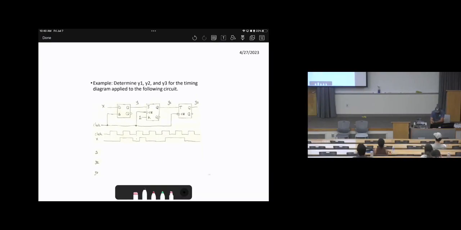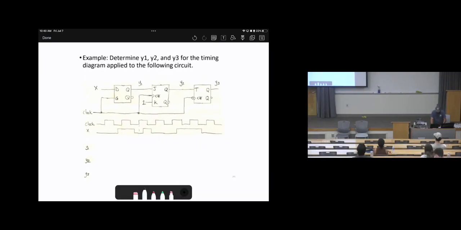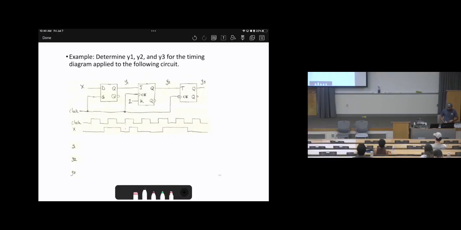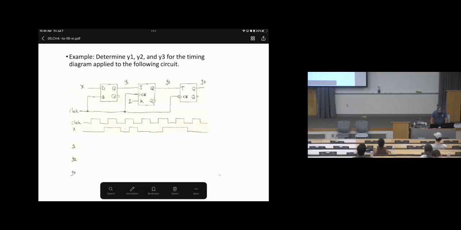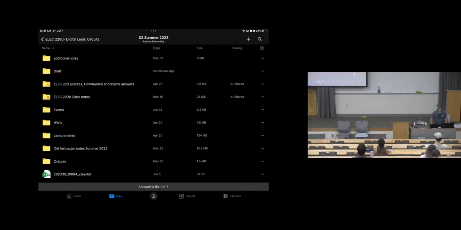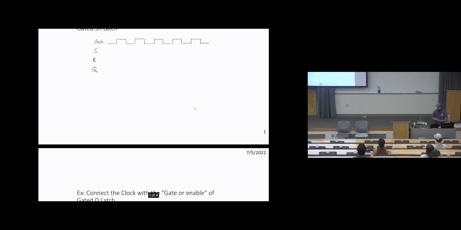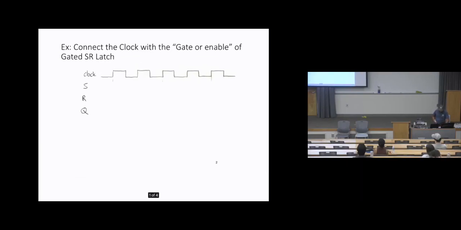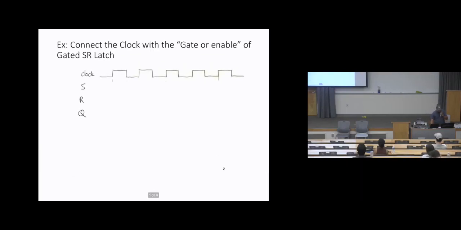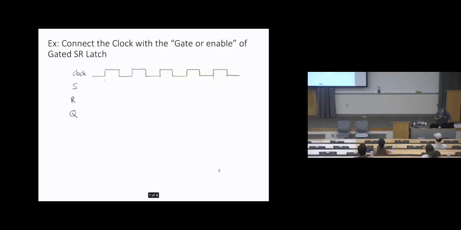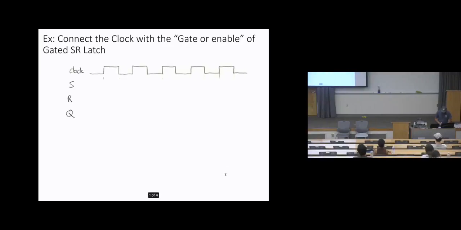Okay, determine Y1, Y2, Y3 for this timing diagram. Before discussing this example, I encourage you to go to the additional notes, timing diagram, additional examples. Here, they summarize everything related to the latch and the flip-flops. Okay, so this is an SR latch with gate. Look at the clock. Let's assume the SR like this.